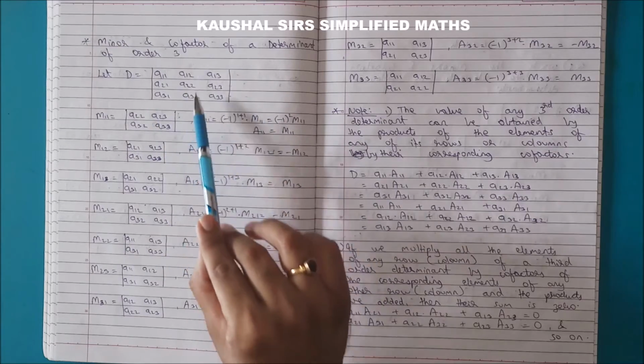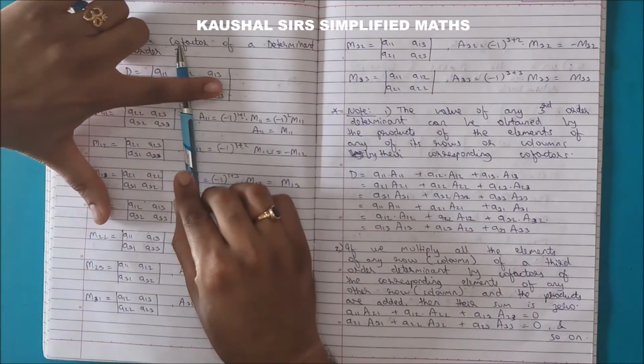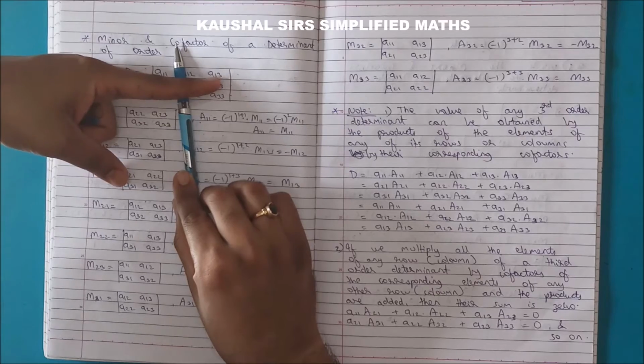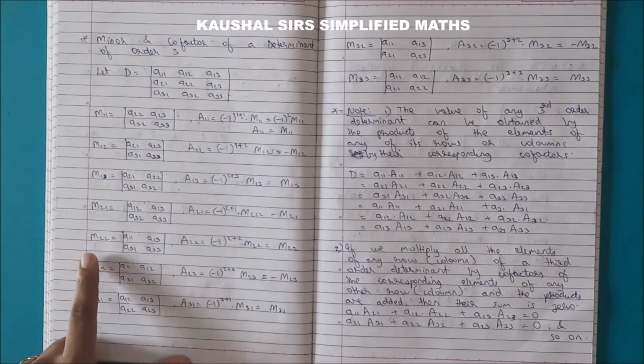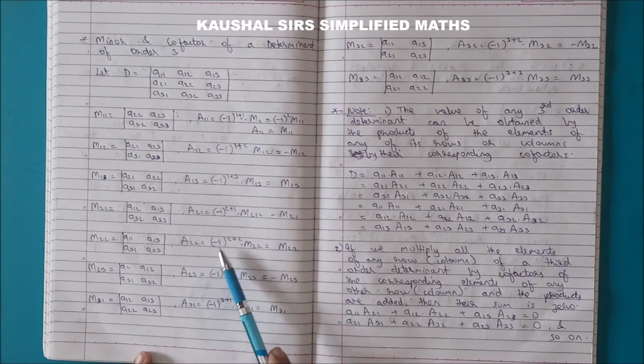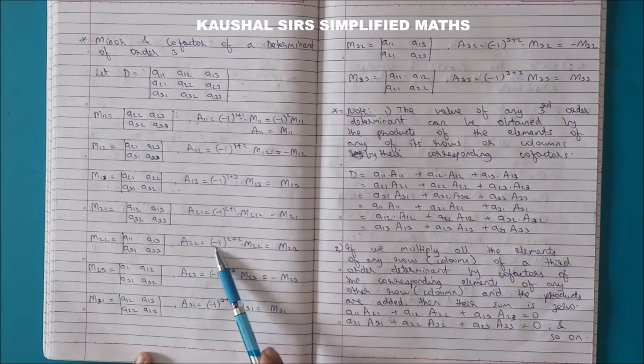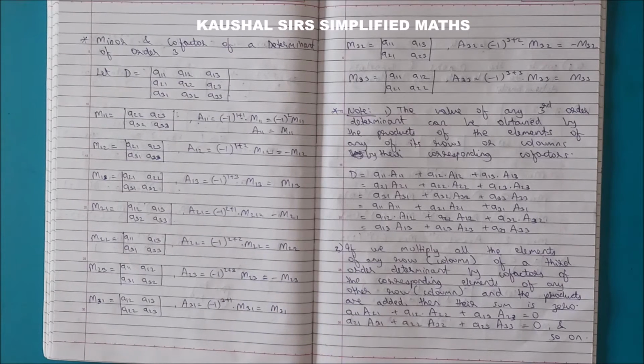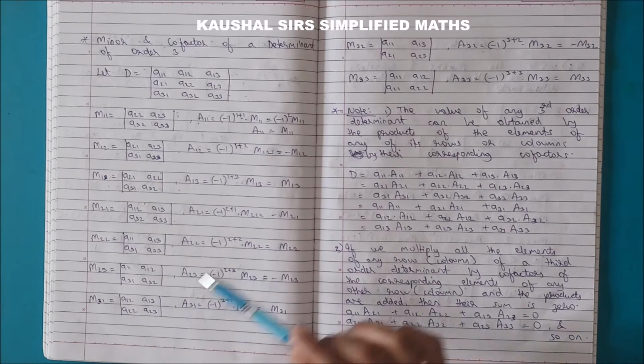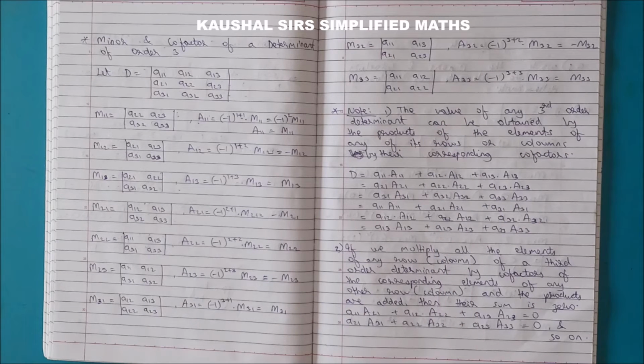Cover the second row, second column. So that is covered. We are left with these 4 elements, and if you expand it, you get M22. And then A22 is (-1) raised to 4 into M22, so this becomes +1. So you get M22. Okay students, I hope you can understand the remaining part.